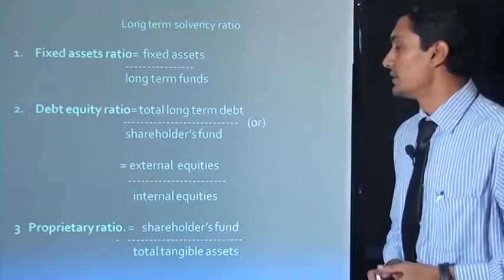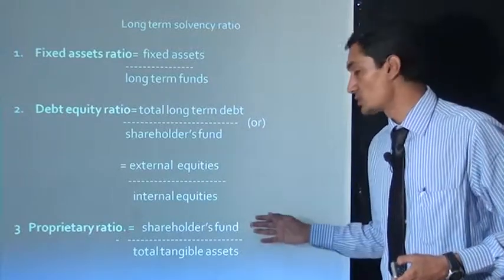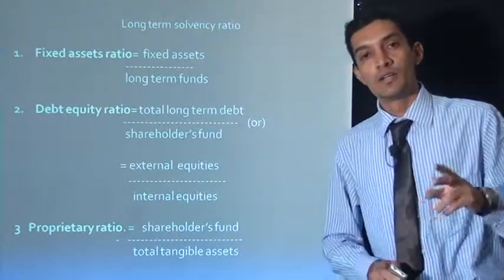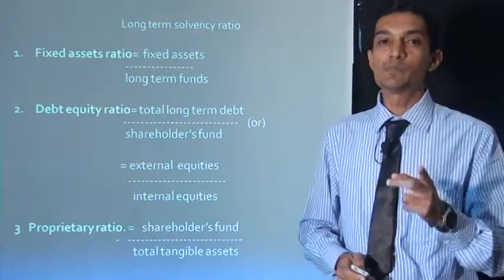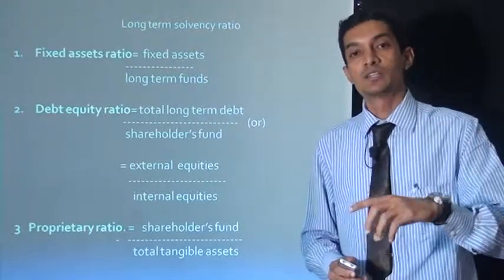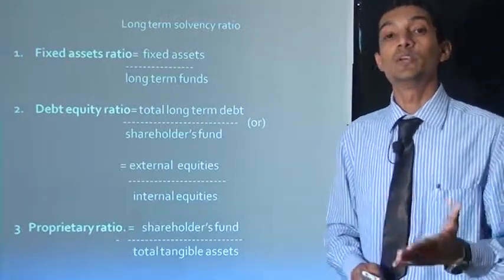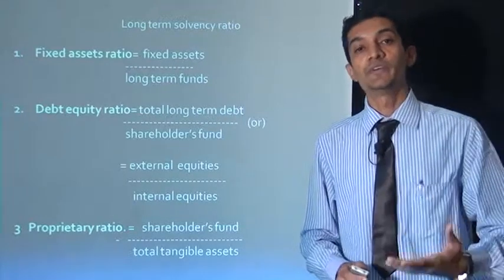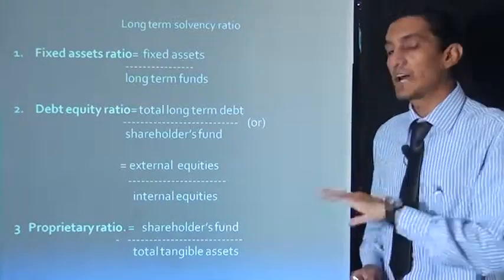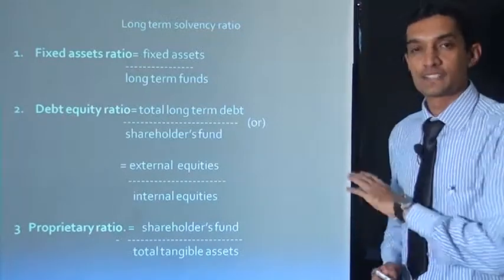Now the proprietary ratio. Shareholders' funds we already discussed, only the equities, divided by total tangible assets. Assets are of two types, tangible and intangible. Tangible assets are those we can touch and see. Intangible assets, like goodwill, we cannot touch or see. Tangible assets are machinery, buildings, land and vehicles.